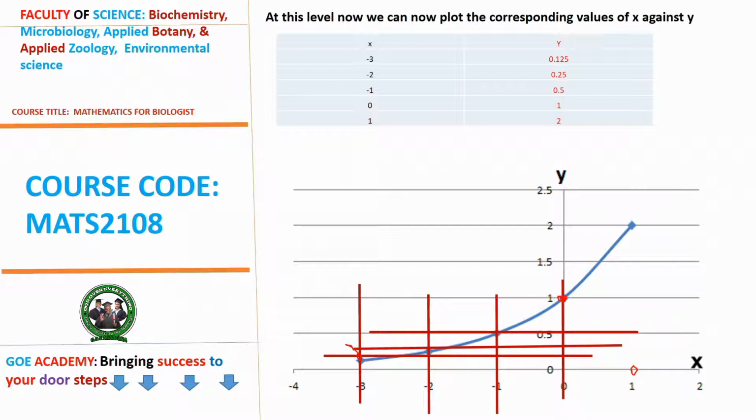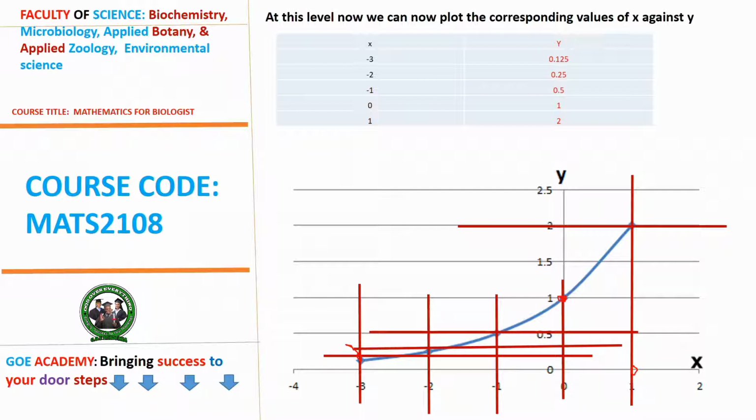So what happens when x is 1? I have my vertical line and y is 2. I have my horizontal line along the y-axis, and that's where they meet. Now what's the next thing? The next thing is for you to link these points, all of them together.